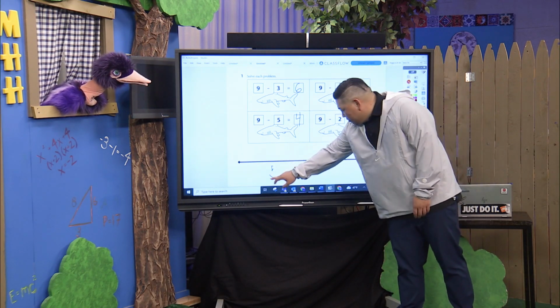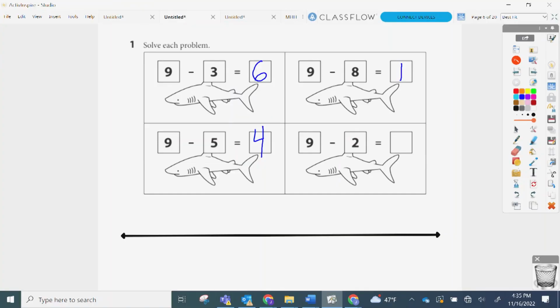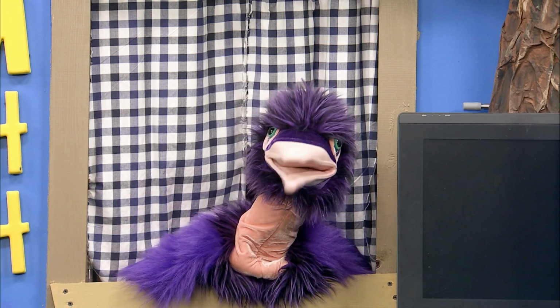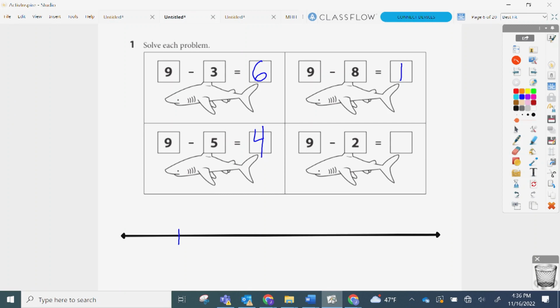Okay, so let's do the last one. What do you got now? So we have 9 minus 2. So we can use the same strategy. Let's start counting at 2. How's that? Okay, let's do that.